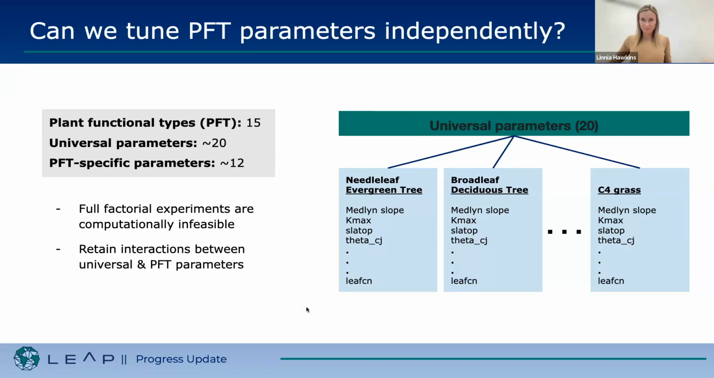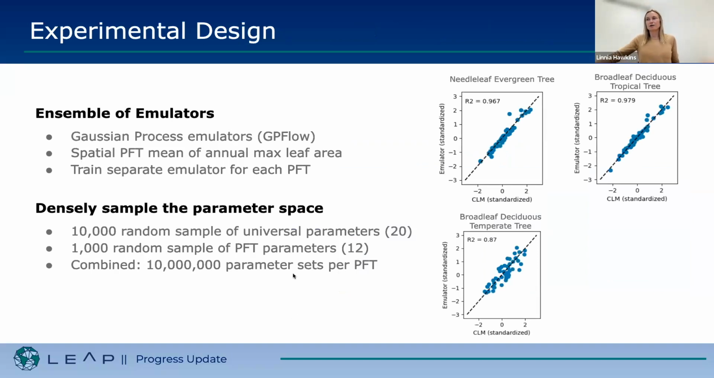So this is where our ensemble of emulators approach has come in useful. We are training a different emulator for each plant functional type. Here I'm just showing the 3 PFTs I was focusing on earlier. This is a validation of the PFT specific emulators. And I'm getting just unbelievably good performance out of these emulators, in my opinion, for these PFT specific relationships. That's in part, again, because we're retaining a more physical relationship between the parameters, which are PFT dependent, and in this case, the spatial mean of the annual max of leaf area only for that PFT. We're using Gaussian process emulators and the GPflow Python package.